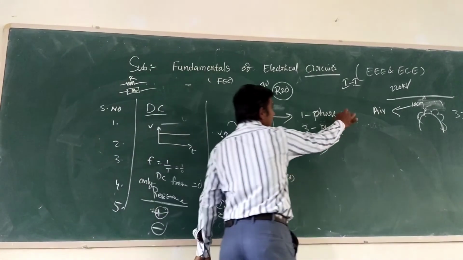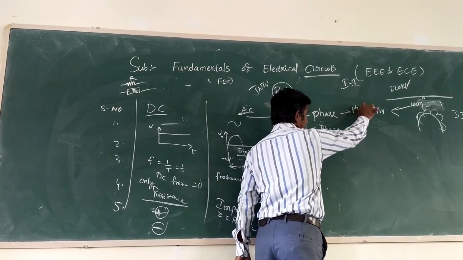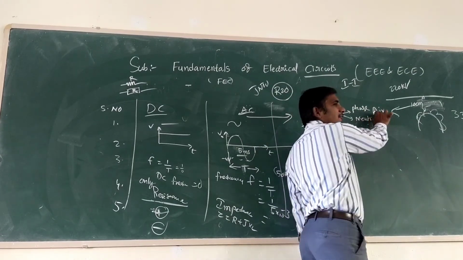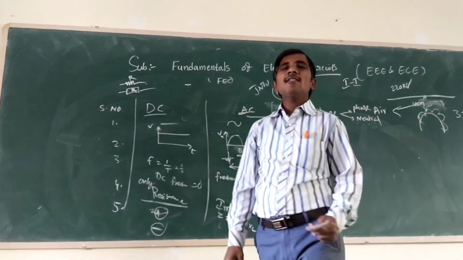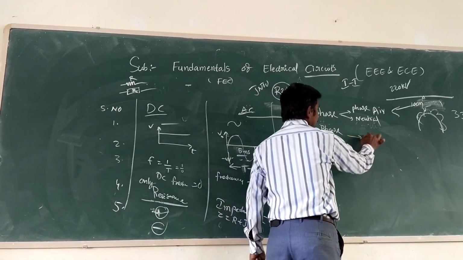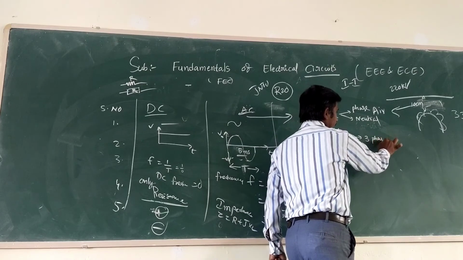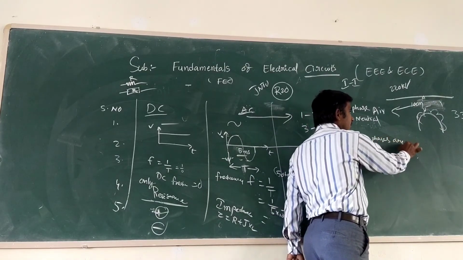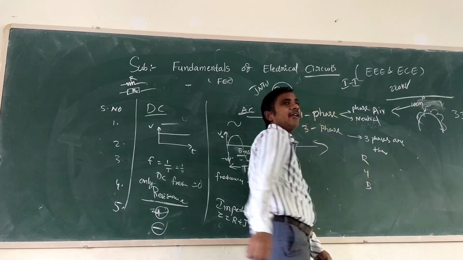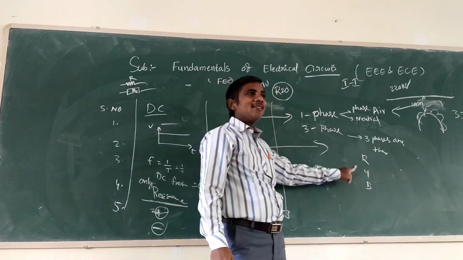Single phase has phase and neutral. For 3 phase, three phases are there, which they indicate as R, Y, B. First phase, second phase, third phase also we can say.